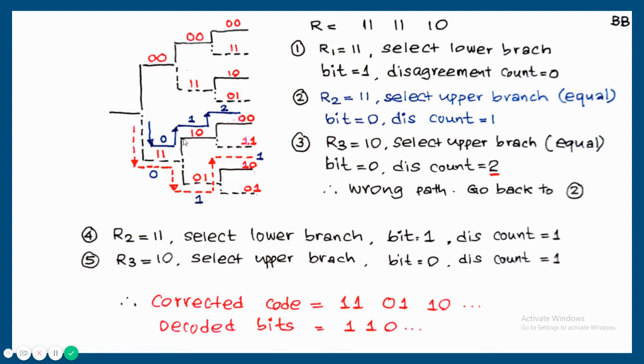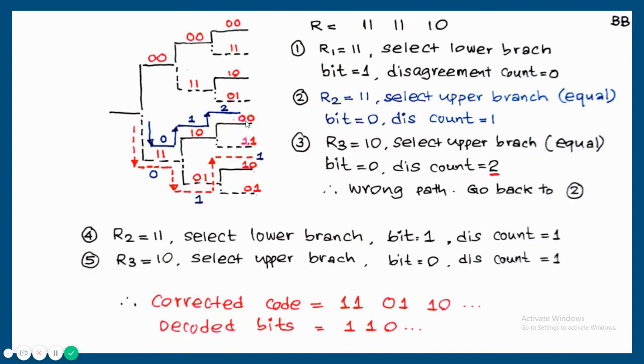When I select this branch, there is a difference between received bits 1, 1 and the selected branch. That is known as the disagreement count. Disagreement count is equal to 1. We should make the next decision from here. The third received set is 1, 0. From here, we should make a decision, upper branch or lower branch.